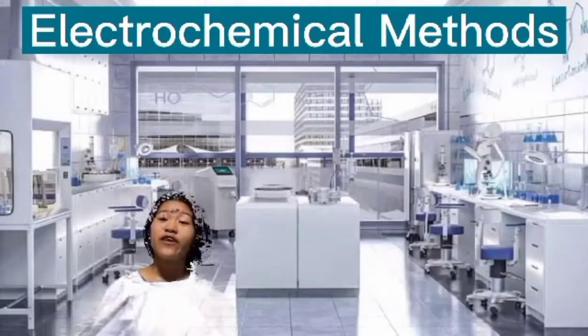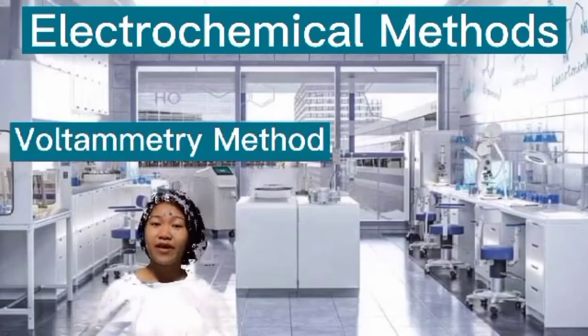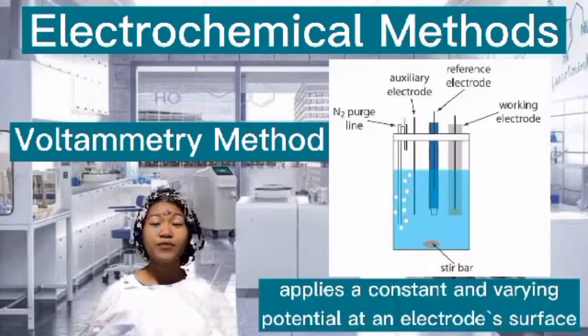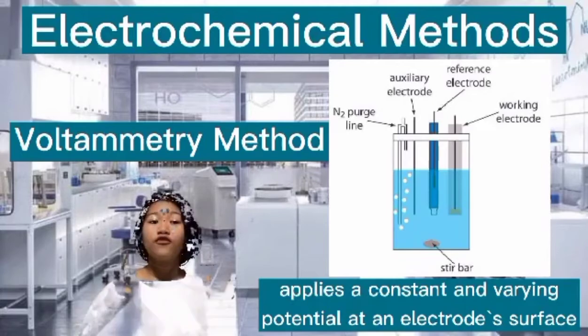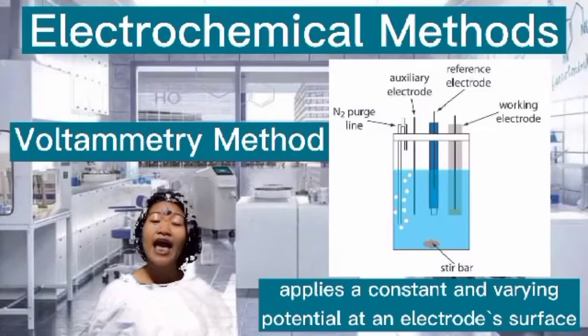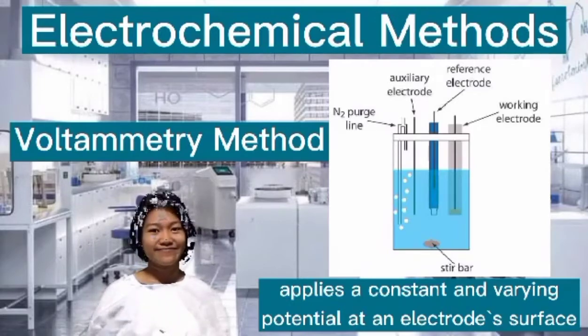The second electrochemical method is the voltammetry method. That is the application of constant and varying potential at an electrode surface and measures the resulting current with a three electrode system. Voltammetry, with its variety of methods, constitutes the largest group of electrochemical methods of analysis and is commonly used for the determination of compounds in solution.